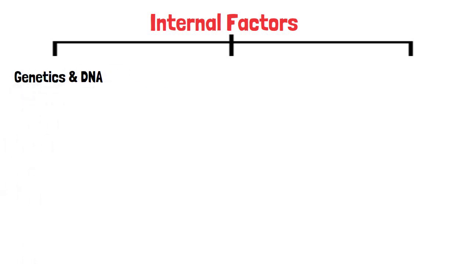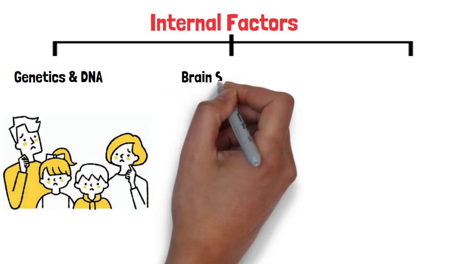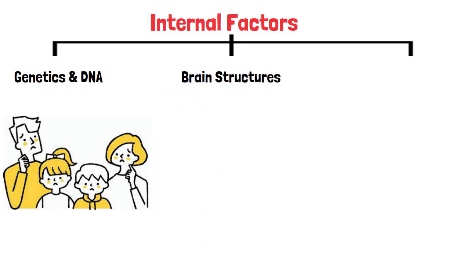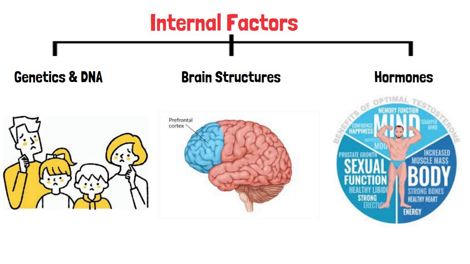Genetics and DNA play a crucial role in personality. For instance, tendencies toward anxiety can run in families, though there isn't a single anxiety gene. Instead, multiple genes work together to influence anxious dispositions. Brain structures are directly linked to personality traits. Individuals with high levels of conscientiousness often have a larger lateral prefrontal cortex, a region associated with planning and behavior regulation. Hormones, like testosterone, present in both males and females, affect sociability, aggression, and sexuality, further influencing personality development.